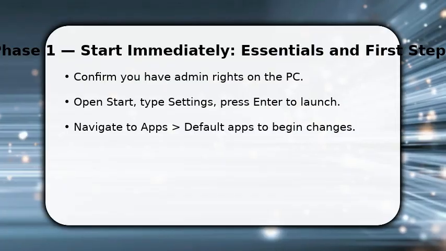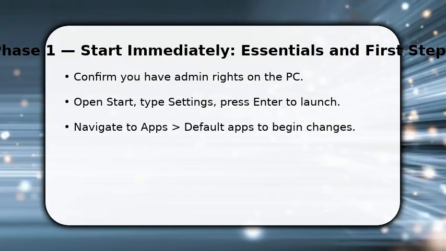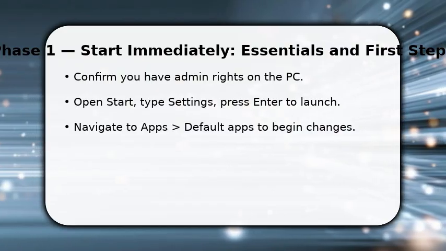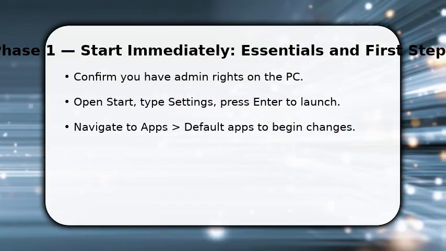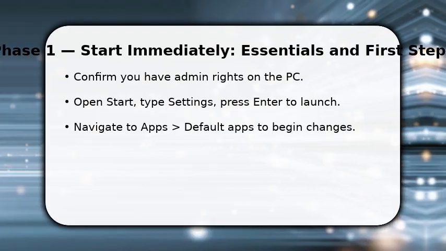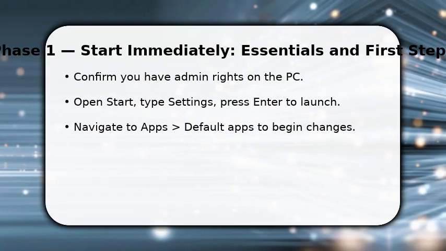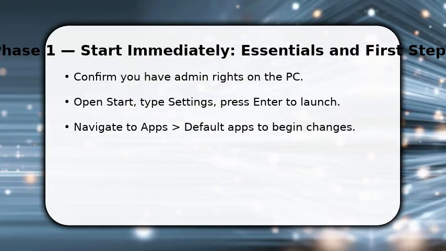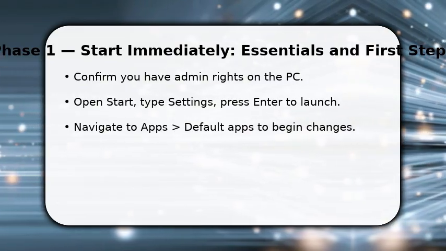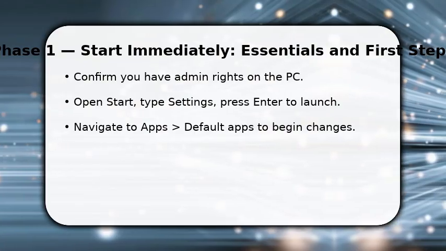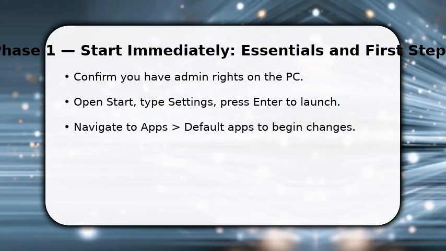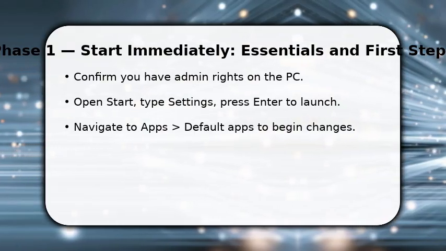Enjoy the video. You start with admin rights because changing defaults requires elevated permission. Once ready, open Start and type Settings, then press Enter to launch the Settings app. From there, go to Apps, then Default Apps. This is where Windows associates file types and protocols. You do this first because redirecting file associations is the primary way to stop Edge from opening web content.